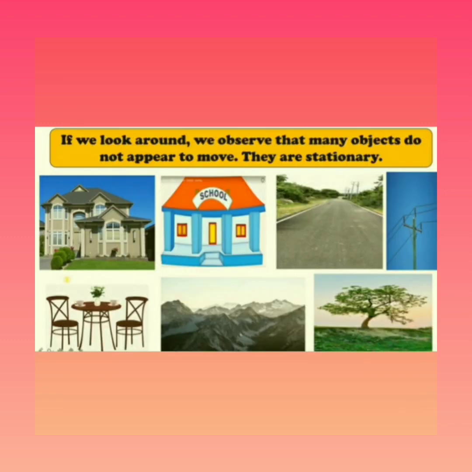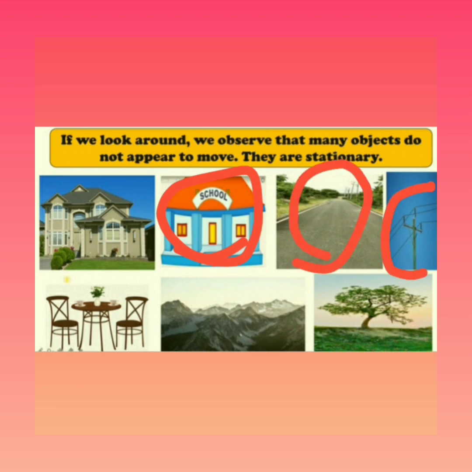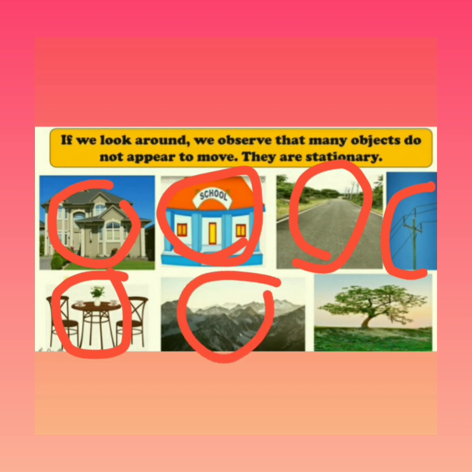If we look around, we observe that many objects do not appear to move. They are stationary. Your school doesn't move. Roads don't move. Poles, even stationary objects, are at rest. Houses are at rest. Chairs and tables are at rest. The mountains and hills are at rest. Trees are at rest. Means the displacement is not there. They are not changing their positions by their own.